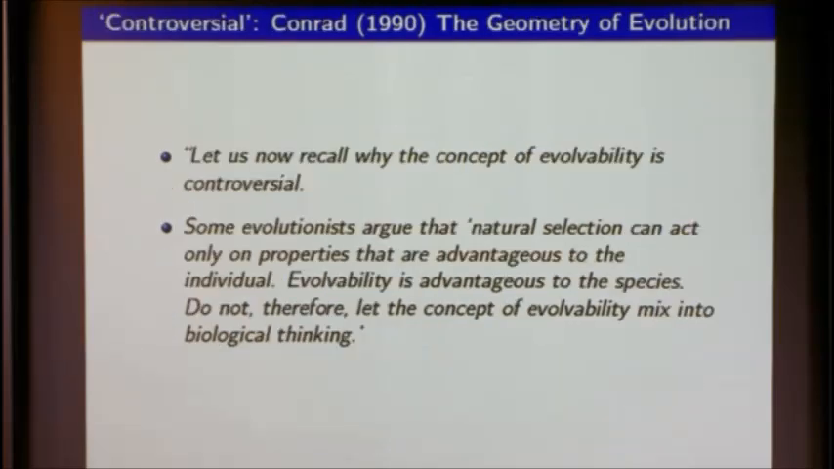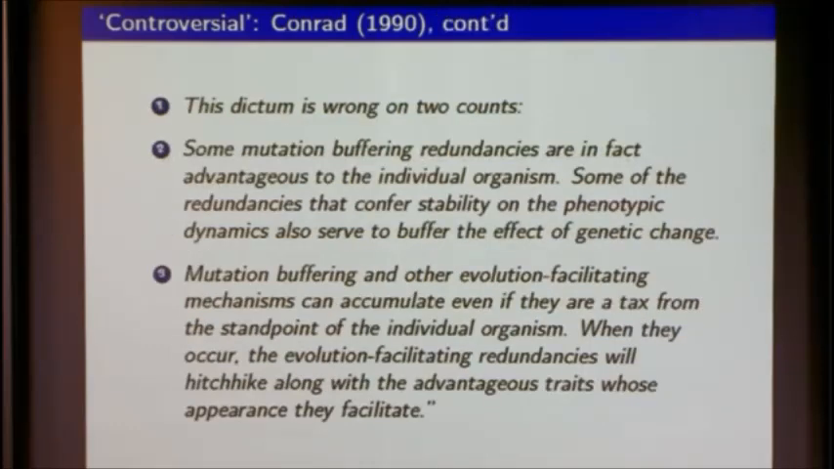So, right away, Michael Konrad, who'd been working in this area, wrote in this paper, The Geometry of Evolution, a kind of a reply. He says, let us now recall why the concept of evolvability is controversial. Some evolutionists argue that natural selection can act only on properties that are advantageous to the individual. Evolvability is advantageous to the species. Do not therefore let the concept of evolvability mix into biological thinking. So, Konrad continues, this dictum is wrong on two counts. First, some mutation buffering redundancies are in fact advantageous to the individual organism.